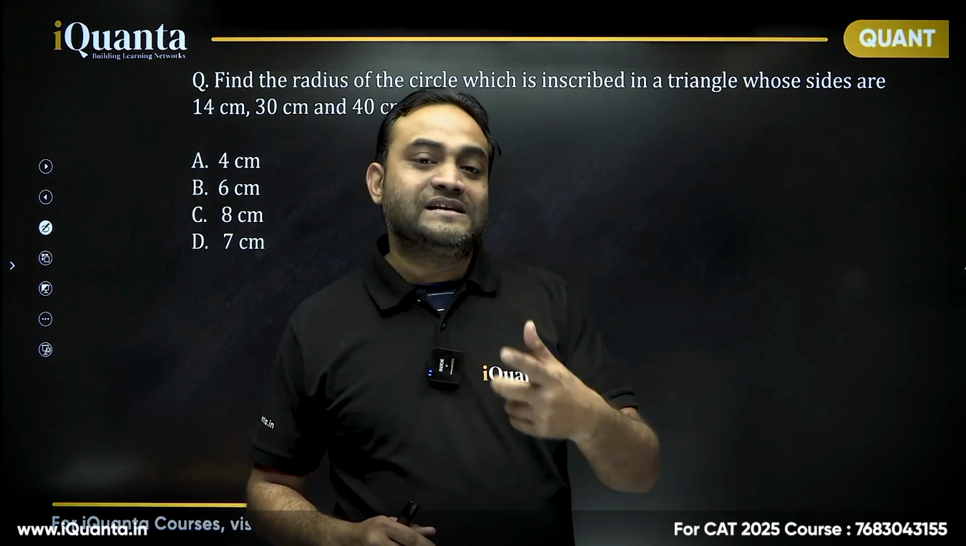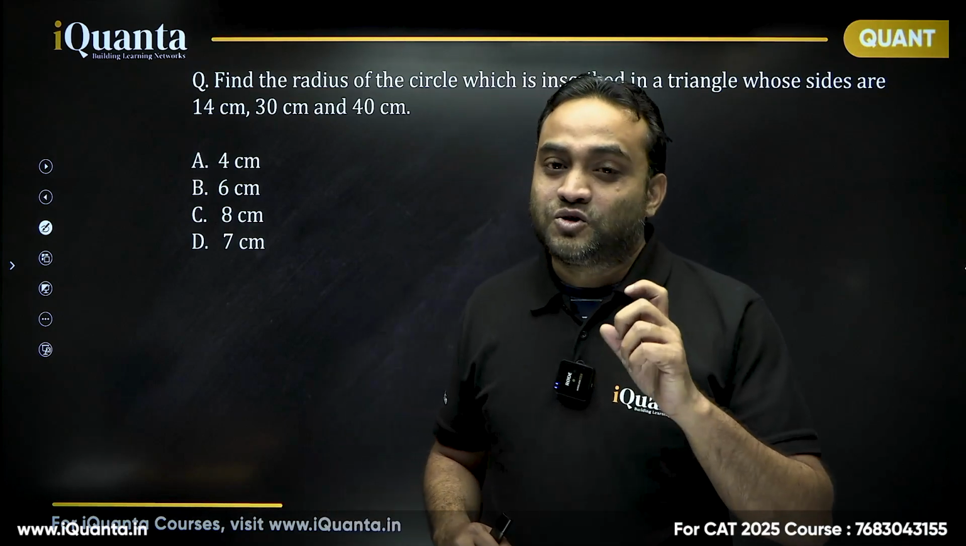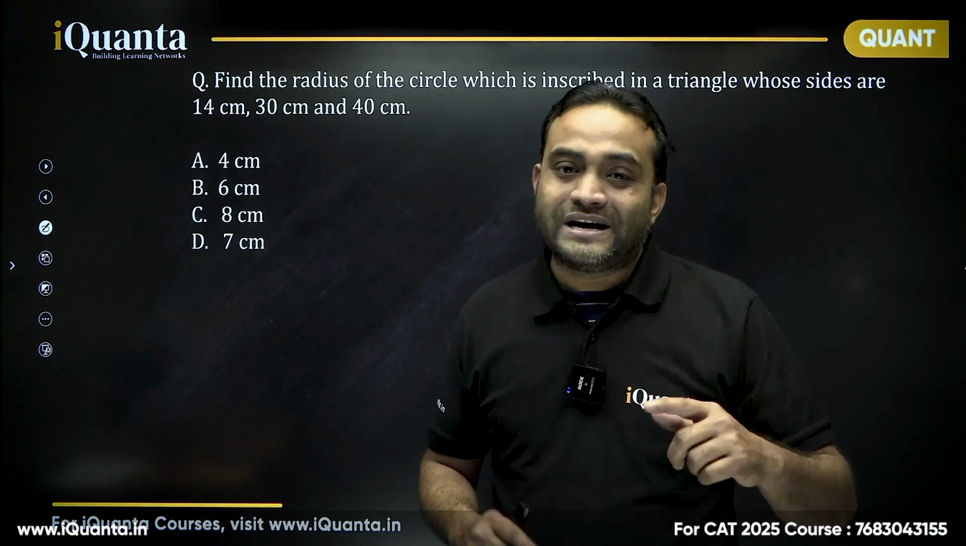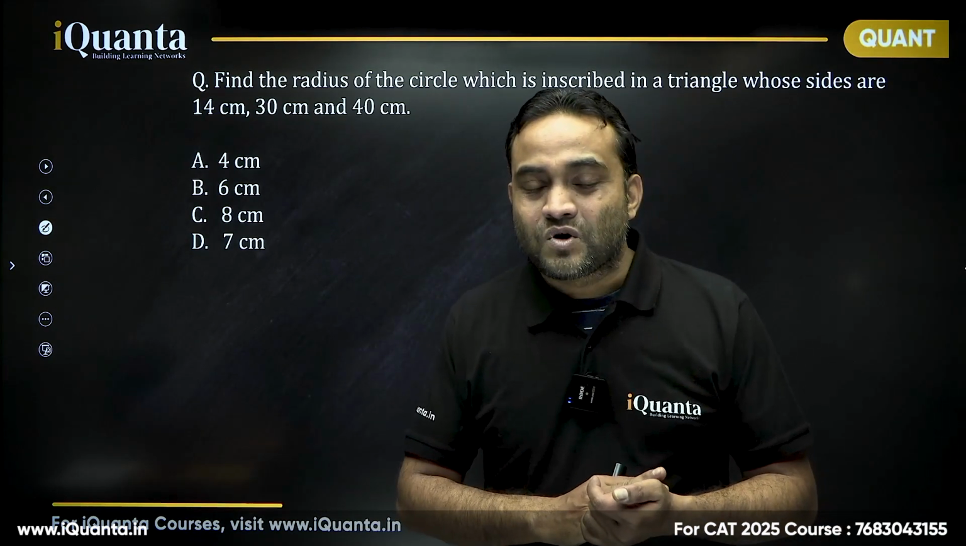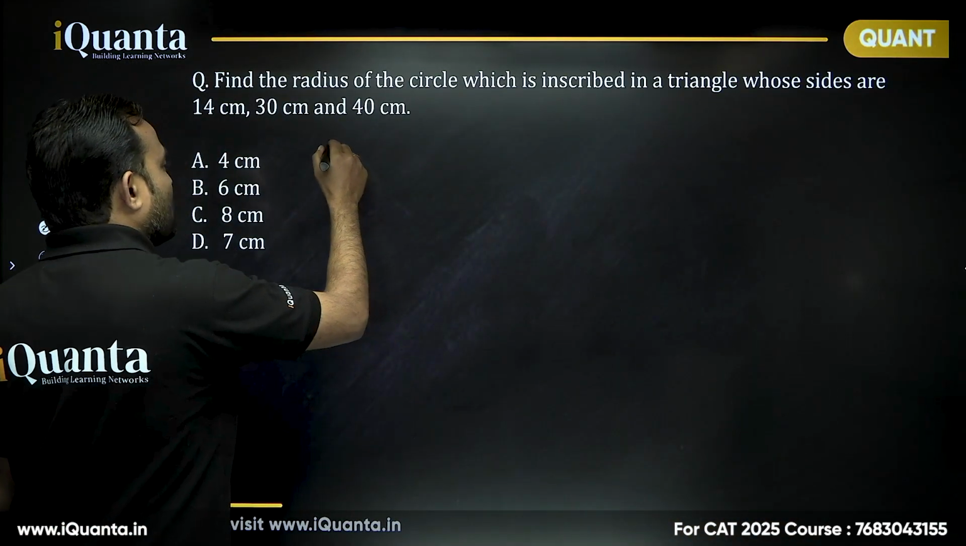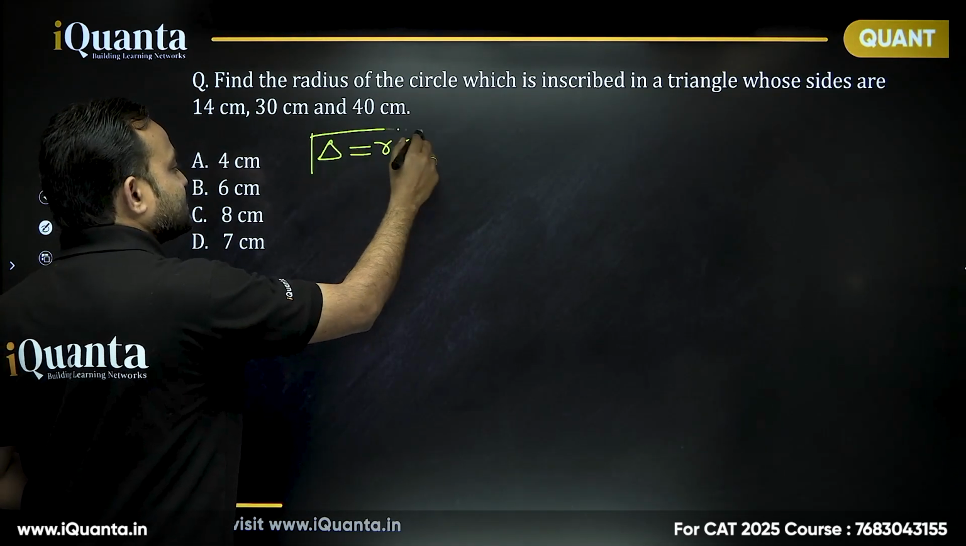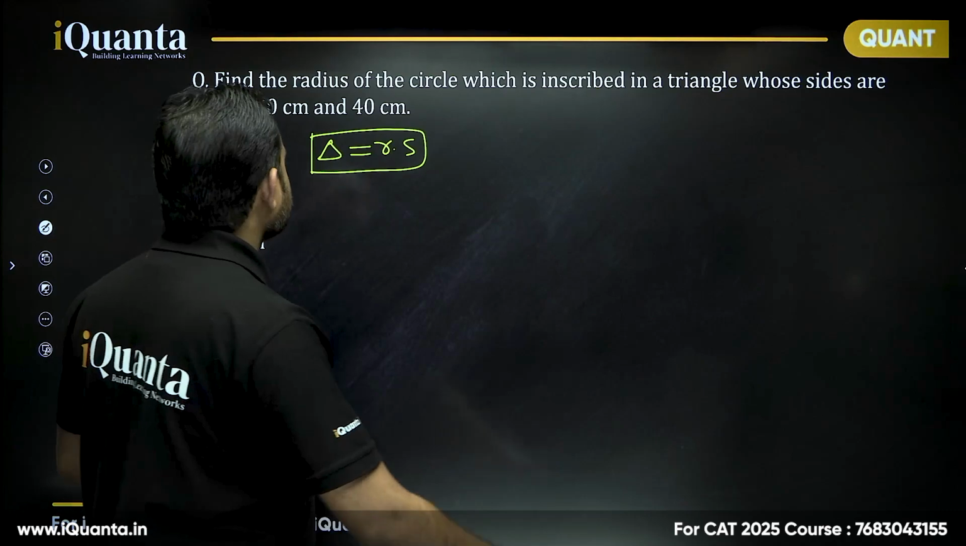Now radius of incircle is inradius. So how do we find inradius? Do you remember anything related to inradius and area of the triangle or perimeter of the triangle? So yes, we know that area of a triangle is equal to R into S, where S is the semi-perimeter. So in this case, what will be S?